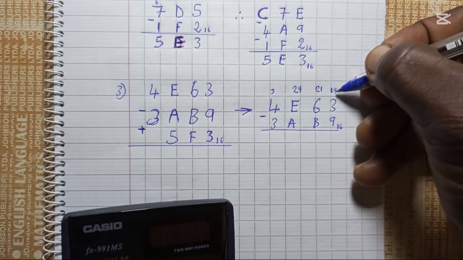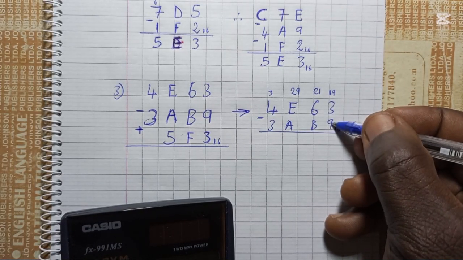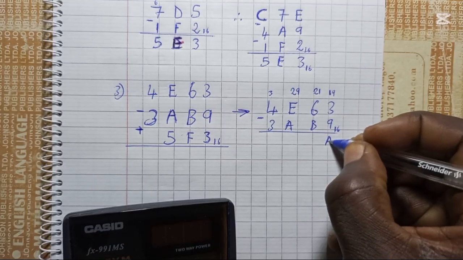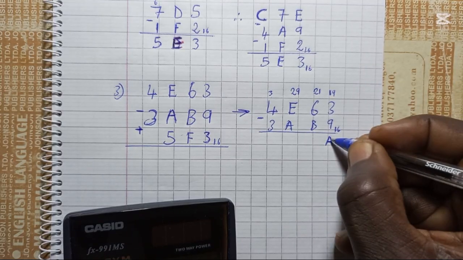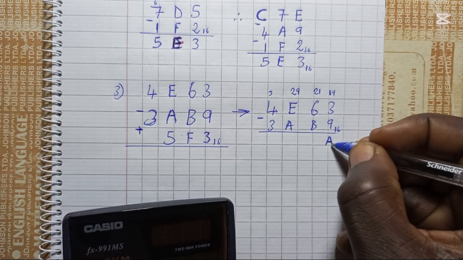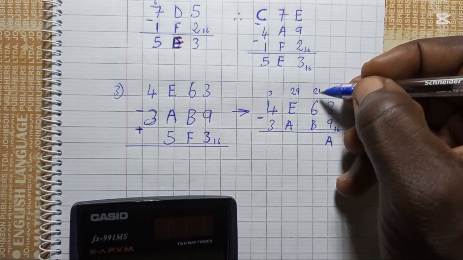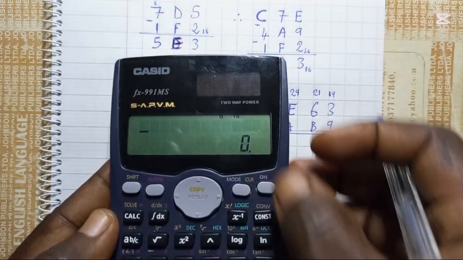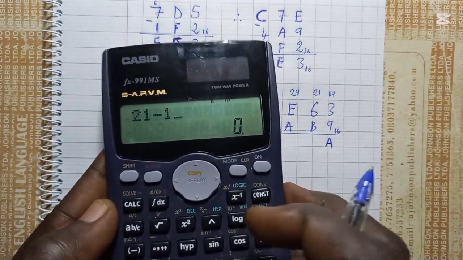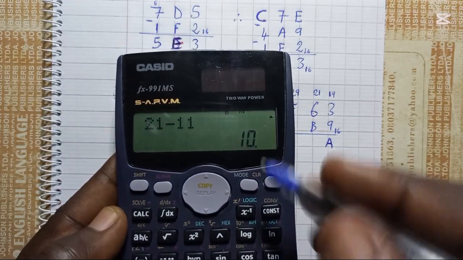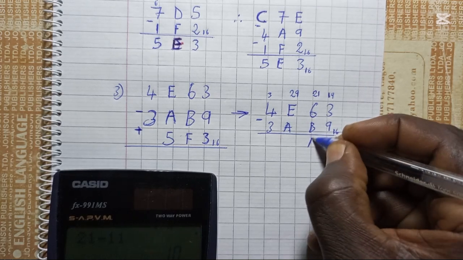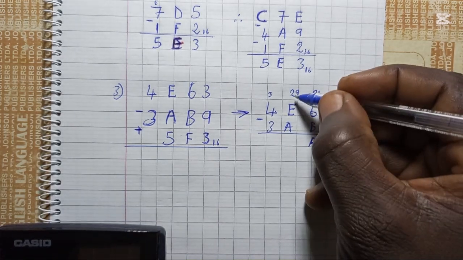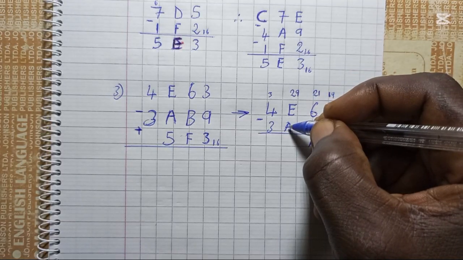Now 19 minus 9 is 10, and 10 is A. I can write it directly because it is less than 16. Then here 21 minus B, which B is 11. That is 10 also. So I'll still write A here. And then 29 minus A.